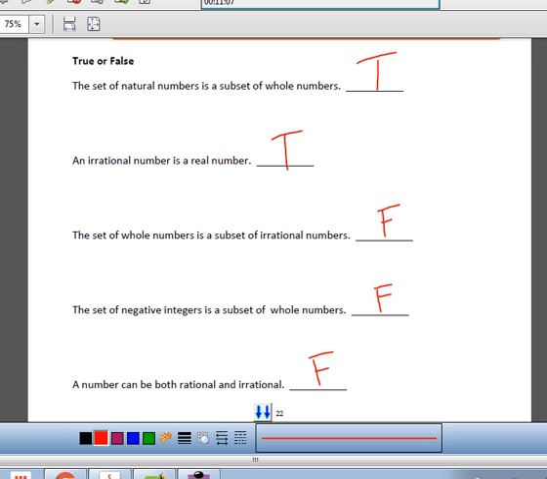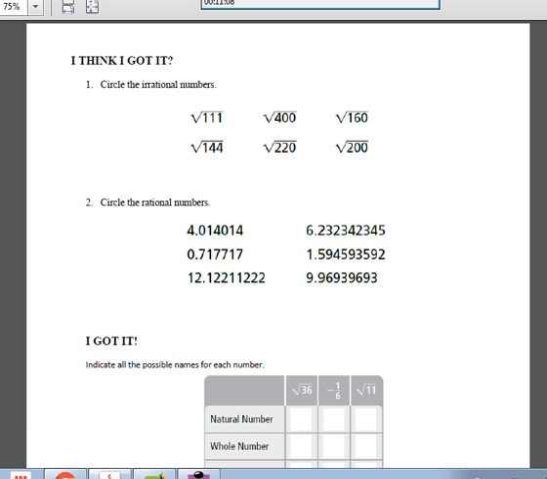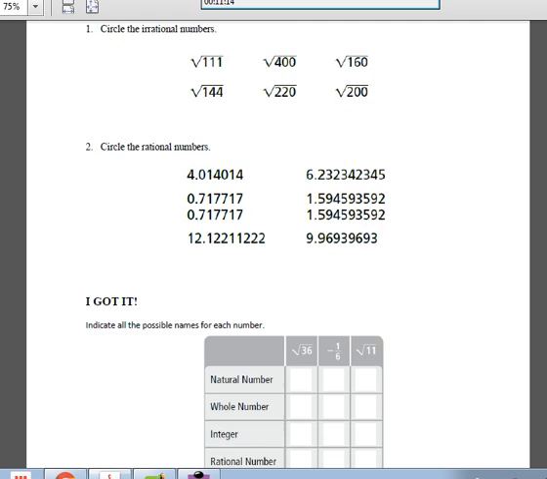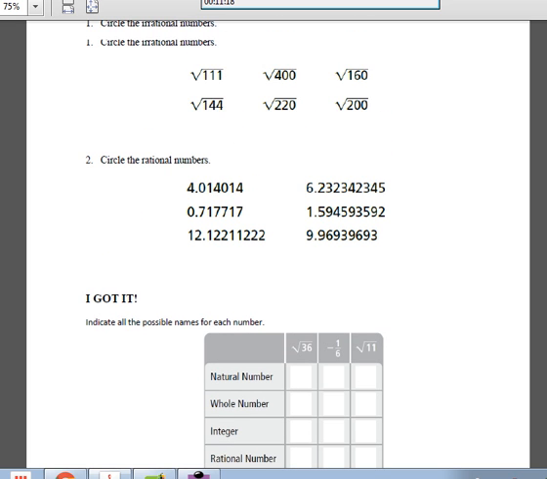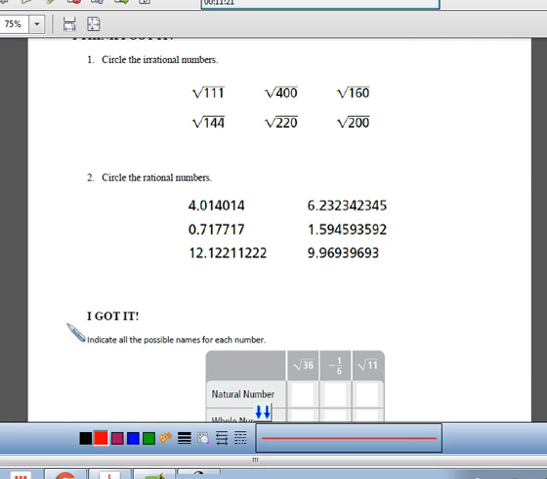Okay, over on page 23, a couple more quick things. Yeah, we'll do a little bit of this together. I am going to ask you to do this bottom table on your own. There's only three of these to fill in. First one, though, question 1. Circle the irrational number. An irrational number is going to be one that is not a perfect square. Well, the square root of 144 and the square root of 400 are rational. So all the rest, 111, 220, 160, and 200 are irrational.